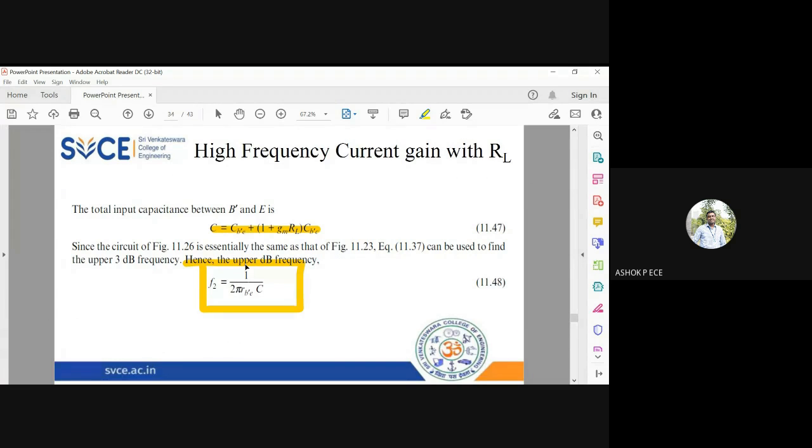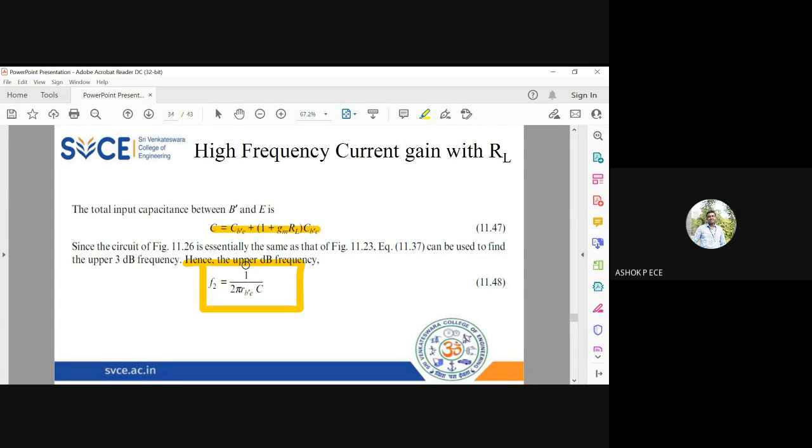See, always at high frequencies, the upper cutoff frequency is decided by these capacitances. Okay, in the low frequency, they will not have any effect. So in low frequency analysis, we will not concentrate on these capacitors. At high frequency, the high frequency cutoff is decided by all these capacitances, which are going to be present between the junctions of B dash, E and C.